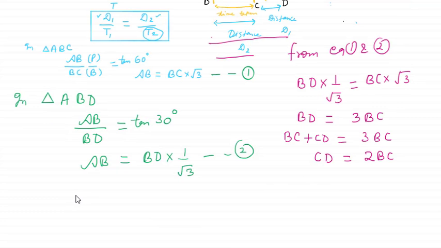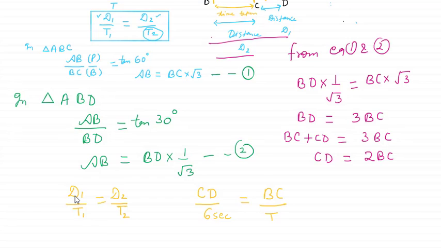So as I've discussed with you earlier, d1 by t1 will be the same as d2 by t2. So here we can replace d1 with CD. While taking CD, it is taking time 6 seconds, and then we have d2 as our BC divided by this time, which we have to find out.